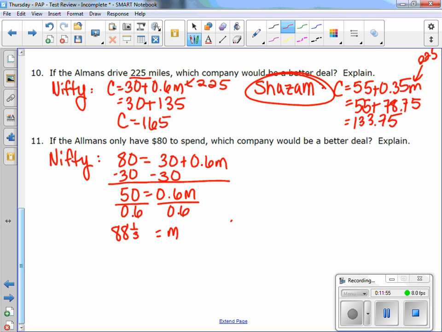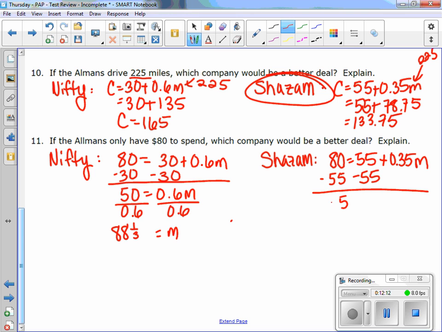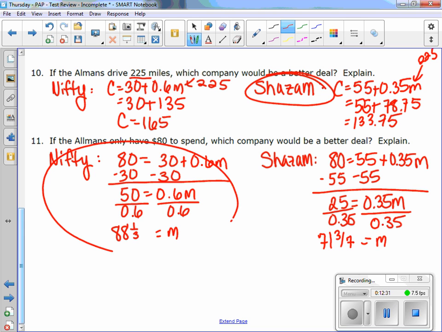We need to do the same thing with Shazam. 80 is going to be equal to 55 plus 35 cents per mile. I'm going to subtract 55 from both sides. That's going to give me 25 equals 0.35m. And then I need to divide both sides by 35 cents to figure out how many miles I can drive. So the mileage for this one turns out as 71 3/7. So which one would be a better deal? Nifty, because you can drive more miles.